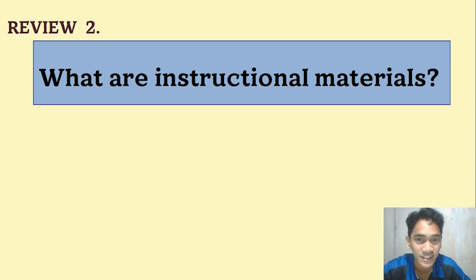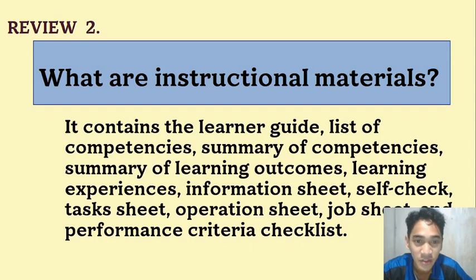Another one, what are instructional materials specifically on training? Let's see your ideas. Okay, it contains the learner's guide, list of competencies, summary of learning outcomes, learning experiences, information sheet, self-check, task sheet, operation sheet, job sheet, and performance criteria checklist. As you can see, these are forms, letters, a checklist, a list, wherein involve the information about the trainer and the trainee. So then the trainer involved is able to assess the capacity of the learners or the trainees.